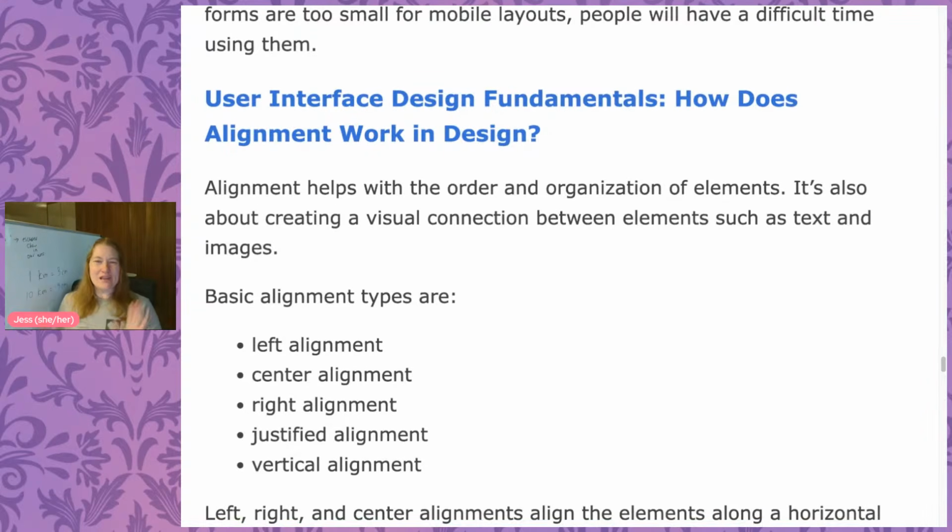So alignment is the way we align our text or our elements. We can have left alignment starting left to right. We can have center alignment where stuff starts out in the center and expands. We can have stuff that starts on the right and goes to the left for alignment. We can have justified alignment, which means it's going to stay where we put it. And we can have vertical alignment where stuff is going to start at the top and go down.